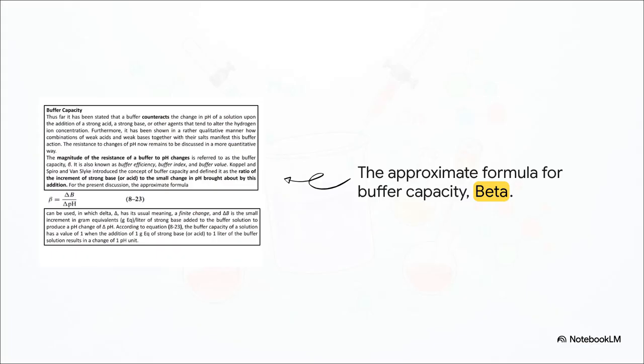To actually quantify that shield, we look at the math using Van Slyke's approximate formula for buffer capacity, which is denoted by the Greek letter beta. As you can see, the formula is delta B over delta pH. Delta B is the small increment of strong base or acid added to the buffer solution, expressed in gram equivalents per liter. Delta pH is the resulting change in pH. So, putting that all together, a solution has a buffer capacity of 1 when adding exactly 1 gram equivalent of strong base or acid to 1 liter of the buffer causes the pH to change by exactly 1 unit.